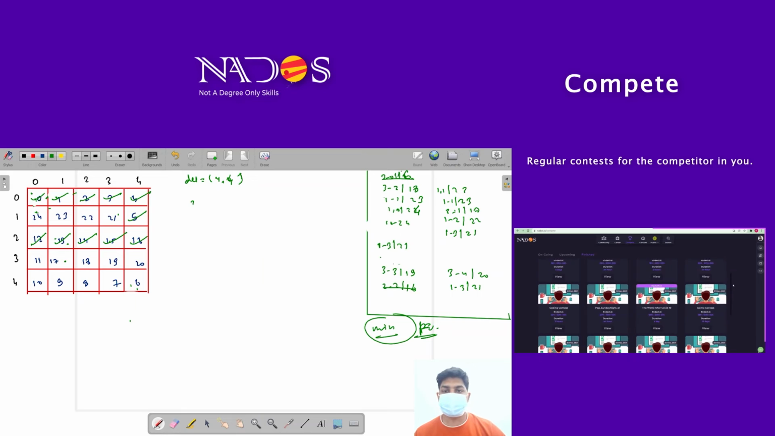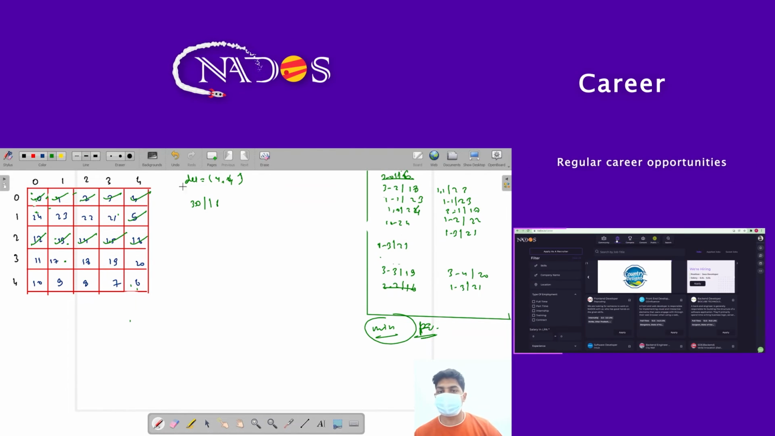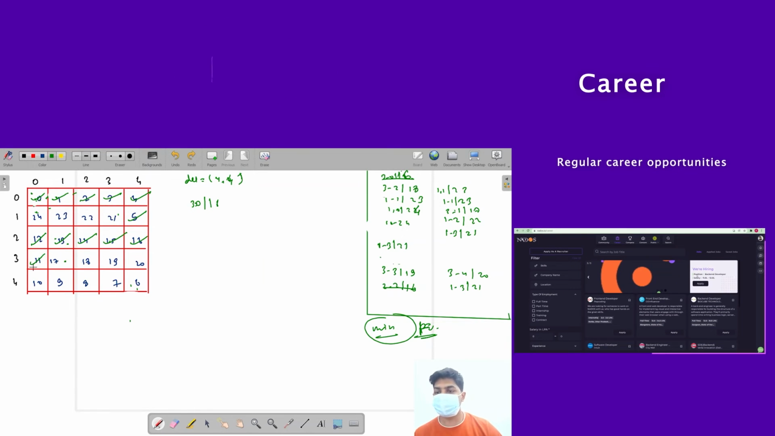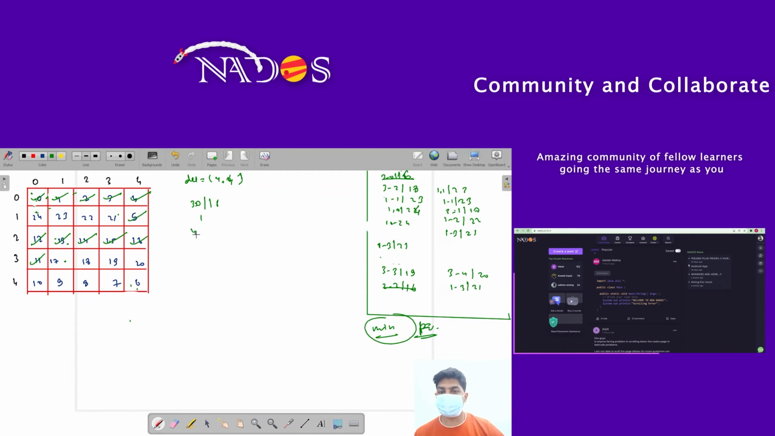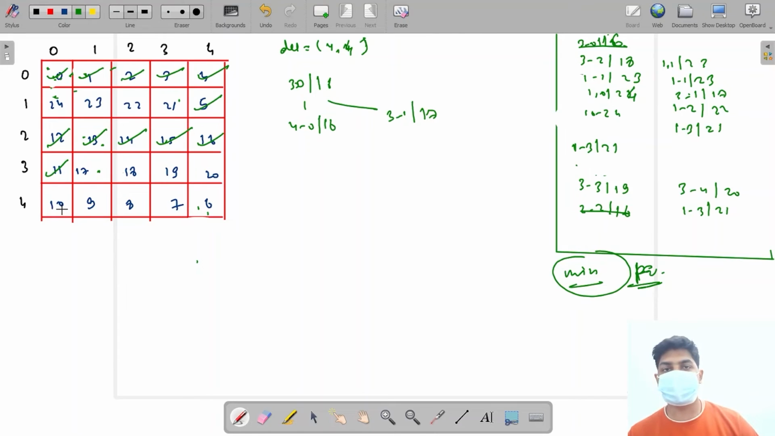3 comma 0 with 16. Is it equal to destination? No. Okay, so we'll add the neighbors. Its neighbors are 4 comma 0 with 16 and 3 comma 1 with 17. Since 4 comma 0 is lower than our height, and the maximum we have traveled or waited in our path is 16, we will store 16 only. So 4 comma 0 with 16 and 3 comma 1 with 17 will be added into the queue.